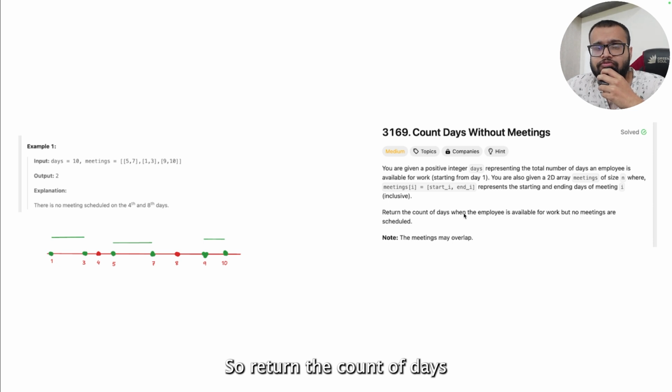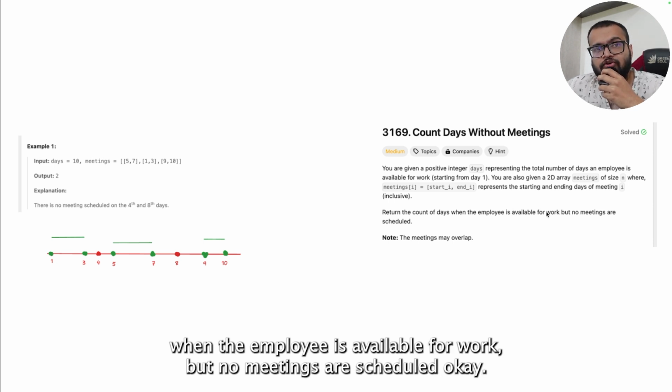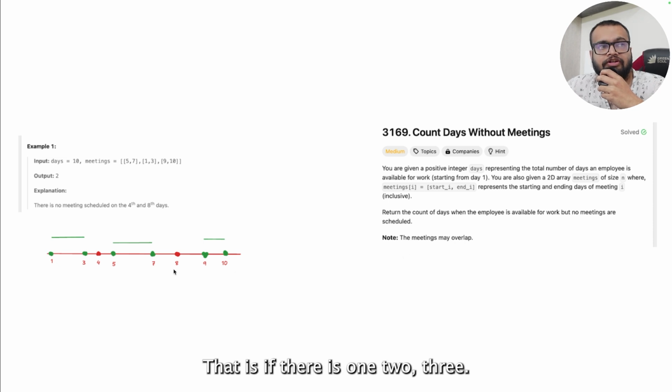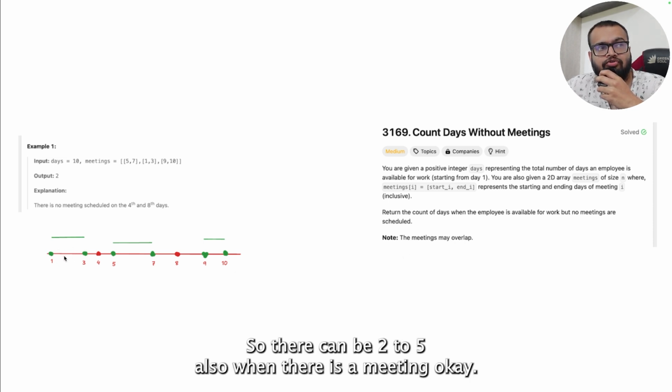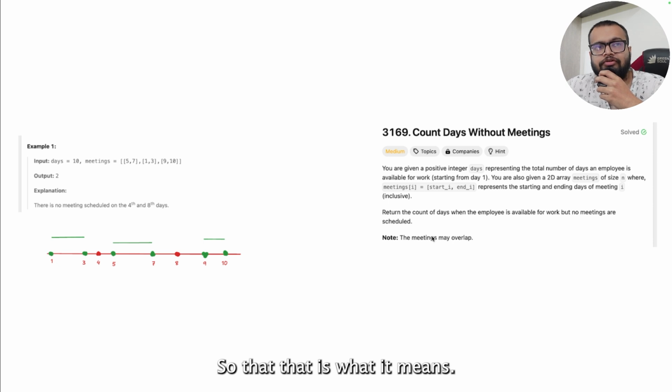So return the count of days when the employee is available for work but no meetings are scheduled. Okay, and the meetings may overlap. That is, if there is 1 to 3, there can be 2 to 5 also as a meeting. Okay, so that's what it means.